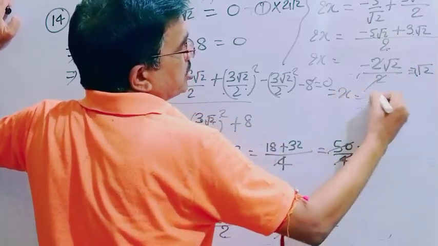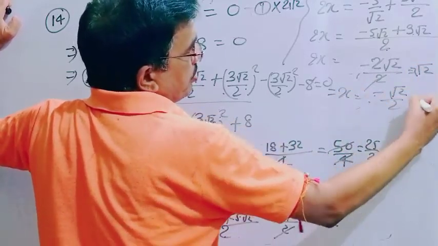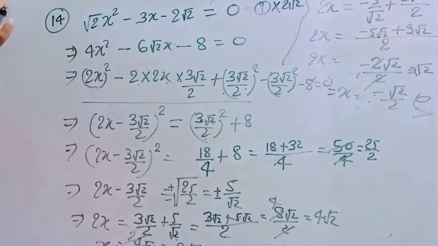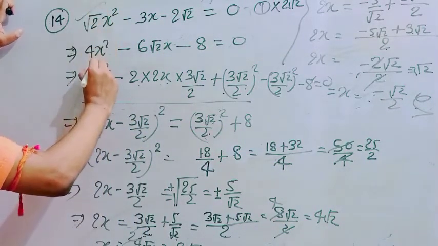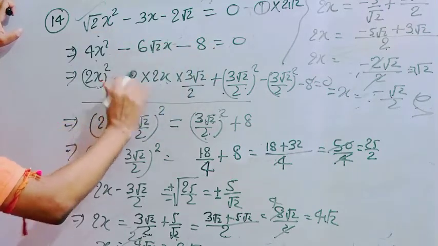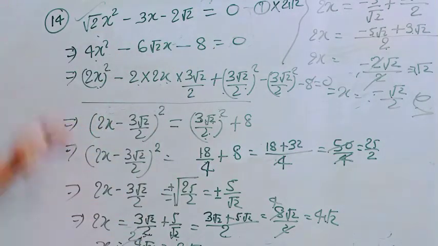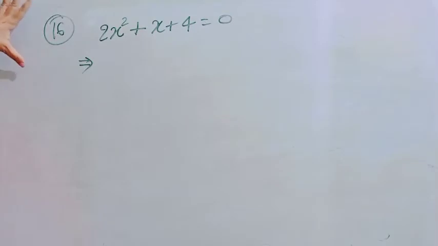So what is the x? That is minus root 2 by 2. It is the value of the x. So you can solve these questions. First, make a square number, then multiply by 2 root 2 and then you solve. Now see, this is the last question of this exercise.